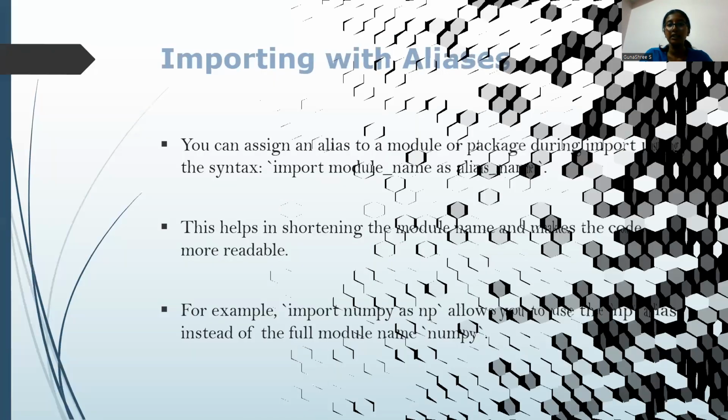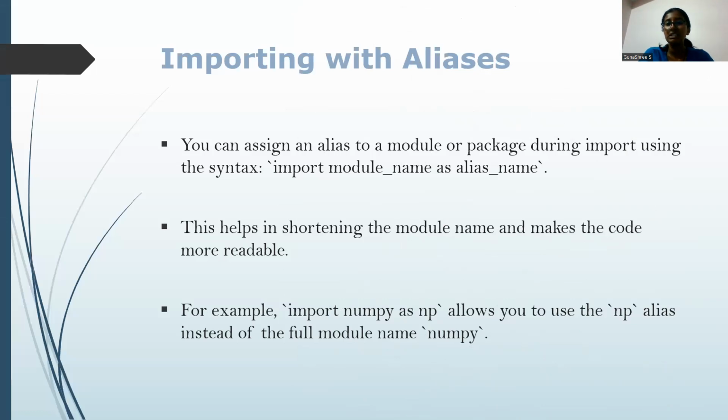The next thing, importing with aliases. The basic syntax is import module name as alias name. Here the alias is nothing but a way to shorten the name of the module we have to import rather than making it complicated. For example, import numpy as np. Here np is the alias used instead of numpy. Another example is import sympy as sy. Here sy is again used as a shorthand for the module name.